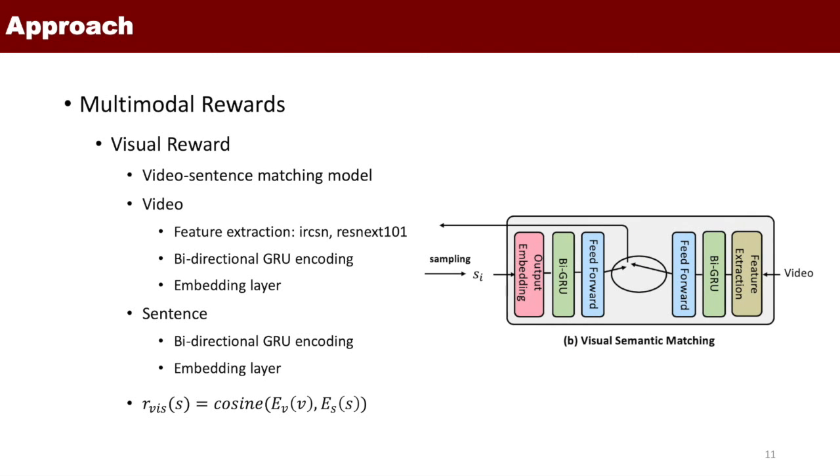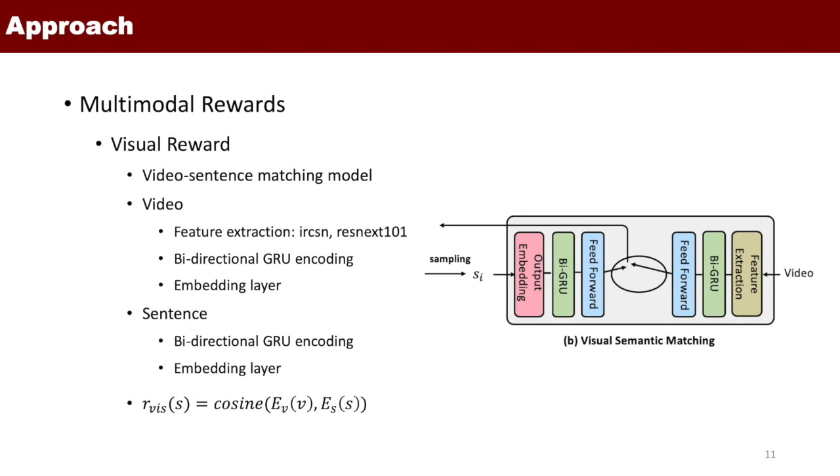To ensure the generated translation satisfies semantic consistency with both the source language sentence and the video content, we propose to further enhance the transformer baseline with multimodal rewards in the reinforcement learning framework. We employ a video sentence matching model to provide video reward for generated translations. We divide the video into non-overlapping segments and extract segment-level features with pre-trained IRCSN and ResNeXt. Then we encode the sequence dependencies of the video sequence and sentence, and embed them into a common embedding space to compute their semantic similarities.